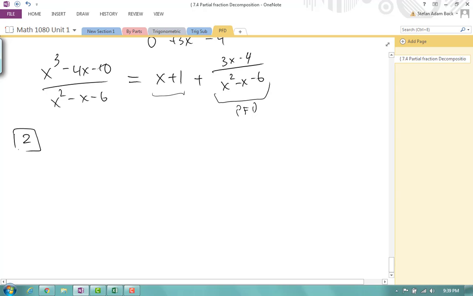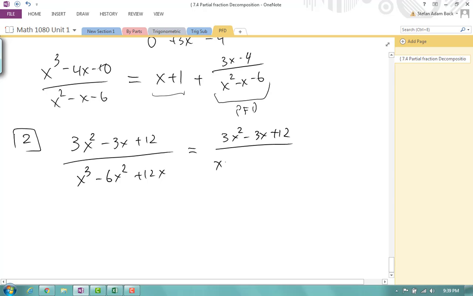Two, depending on the irreducible quadratic you end up with, you may need to use complete the square in order to perform the integral. So for example, if I had 3x squared minus 3x plus 12 all over x cubed minus 6x squared plus 12x. I could factor an x out of the denominator here. And I have a quadratic left. But if I check with the quadratic formula, I'll see that this quadratic is an irreducible quadratic.